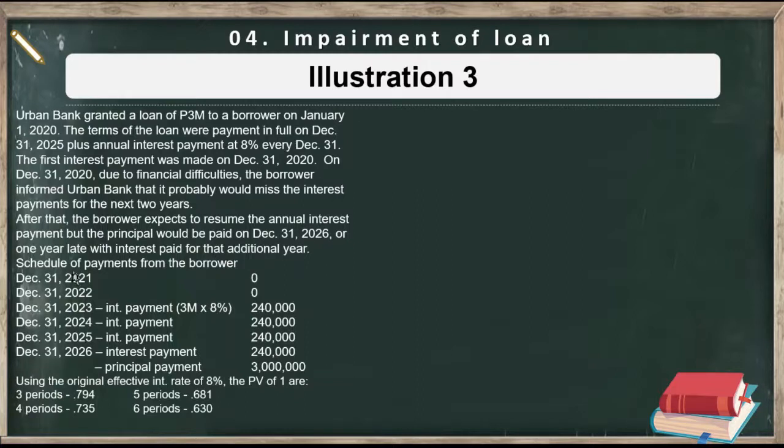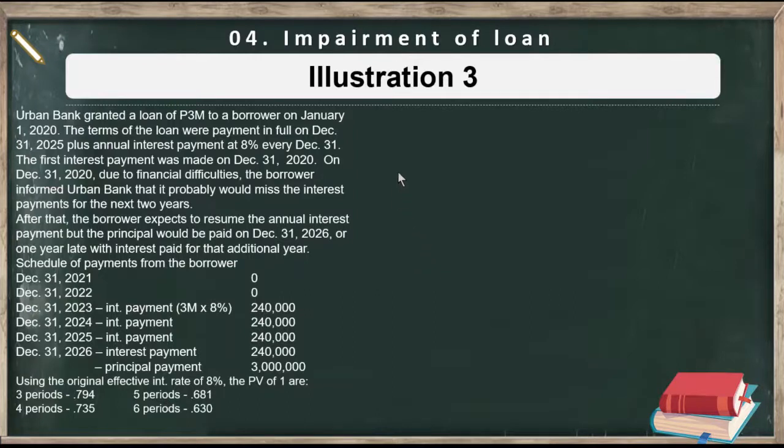So the schedule of payments from the borrower are as follows. So as mentioned earlier, 2 years no interest payments, and then only interest payments from 2023 until 2025, and the principal payment would be made on December 31, 2026. So we have the effective rate of 8% and the present value factors.